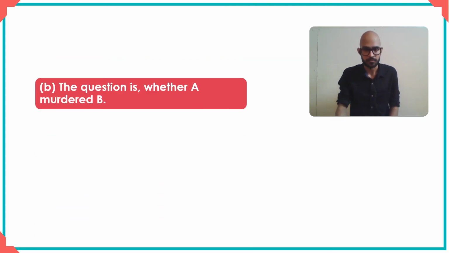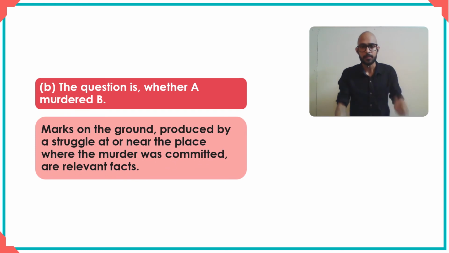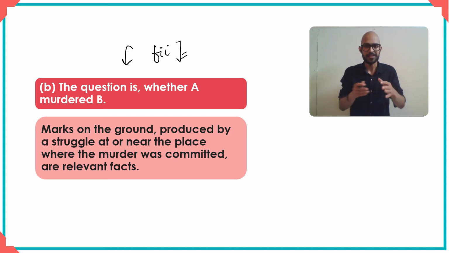Let us look at illustration B. The question is whether A murdered B. This is the fact in issue, right? Now, the marks on the ground produced by the struggle. So let us say when B was being murdered by A, let us say he was being stabbed or whatever. There's a struggle, and because of that struggle he made some marks, let us say with his hand, blood or sand or whatever, he made some marks of struggle. What is this? Is it the cause? Is it the effect? Is it an opportunity? What is it?